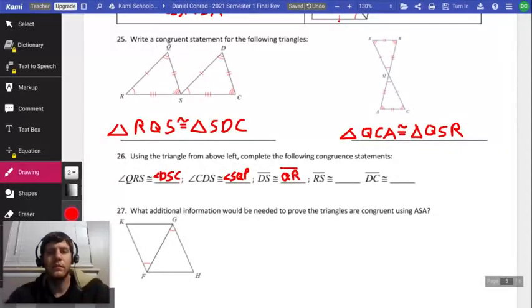Segment RS has 3 hash marks, so that's congruent to segment SC. And then DC has 2 hash marks, so it's congruent to segment QS.